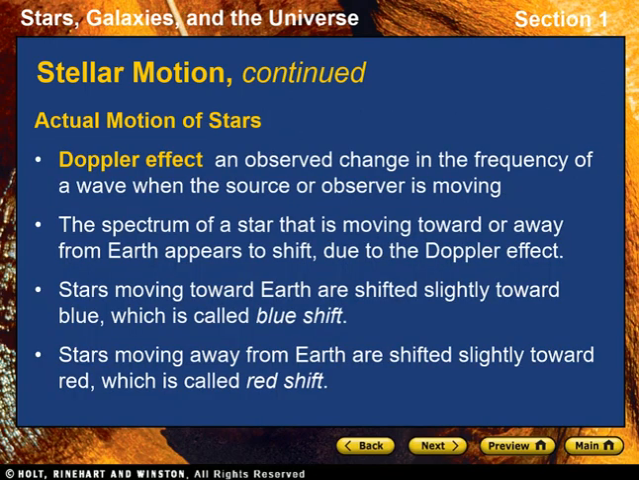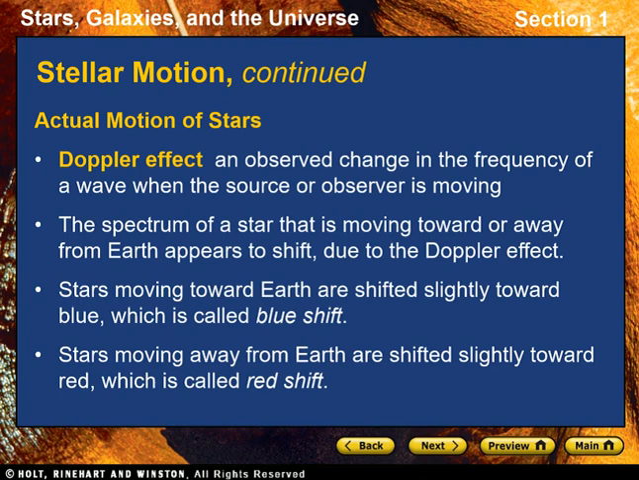The change in the wavelength of light emitted by a light source moving toward or away from an observer is called the Doppler effect. The colors in the spectrum of a star moving toward Earth are shifted slightly toward blue. This shift, called blue shift, occurs because the light waves from a star appear to have shorter wavelengths as the star moves toward Earth.